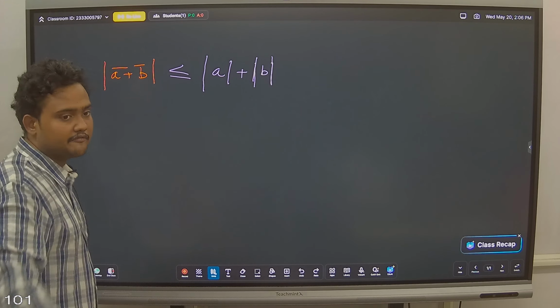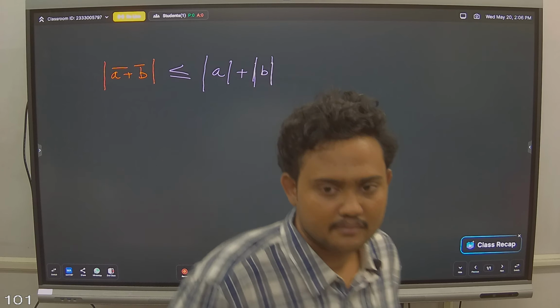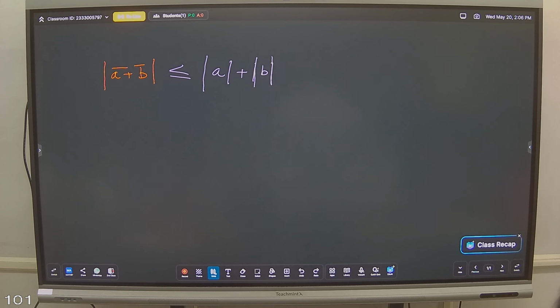Mod A plus mod B. When does this condition happen? When the angle between A and B is 0, right? What is the minimum value of mod of A plus B?